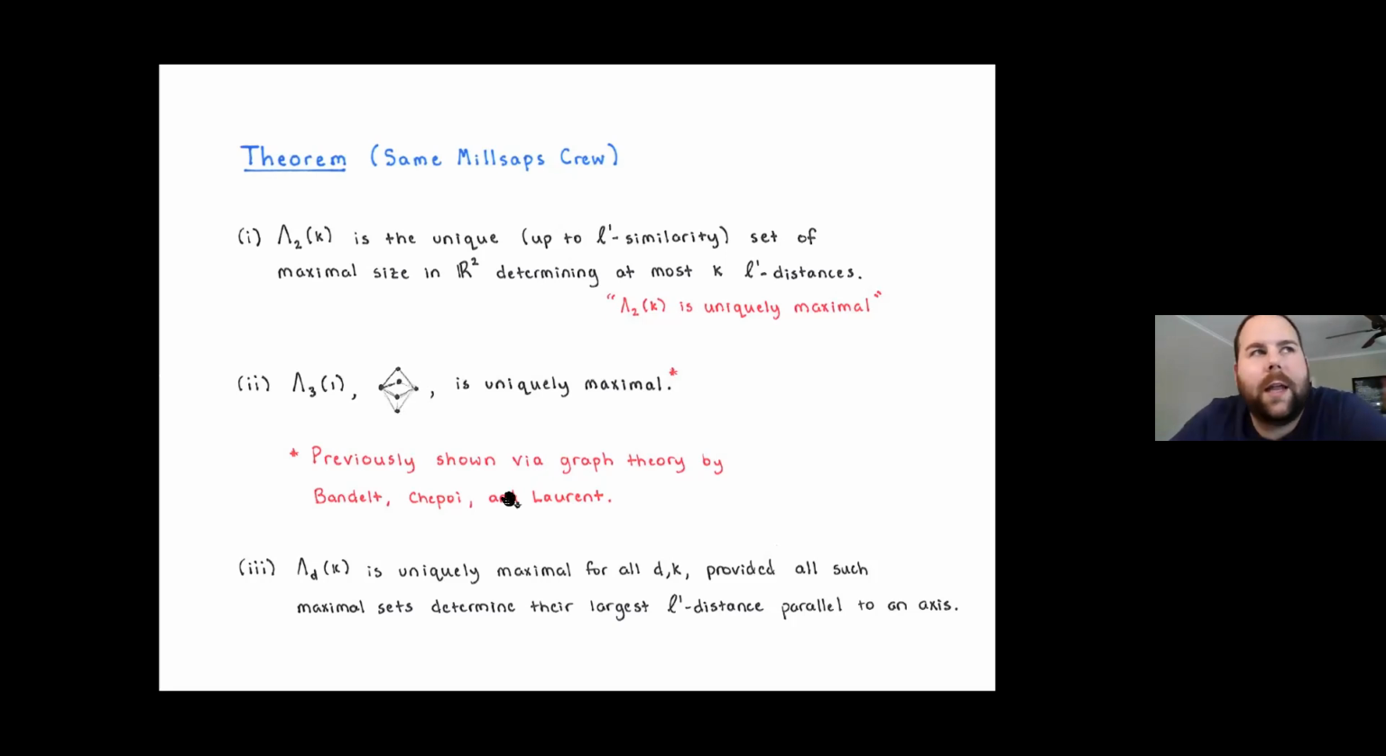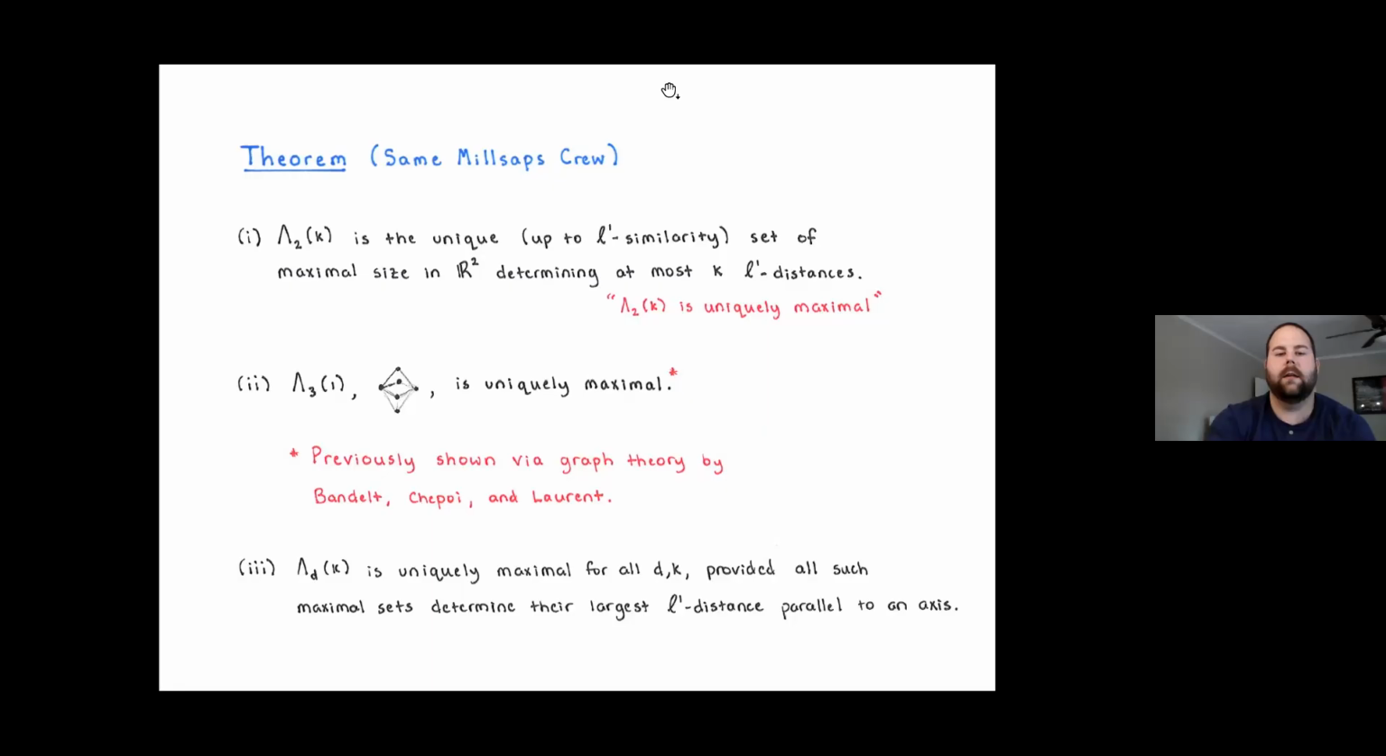Okay. But if you really ask me why I feel so confident that this is the real, unique answer to the question, I would say it's this item 3, which is that we were able to prove a conditional result: that lambda d of k is uniquely maximal up to similarity for all dimensions and all numbers of distances, provided all such maximal sets determine their largest L1 distance parallel to an axis.